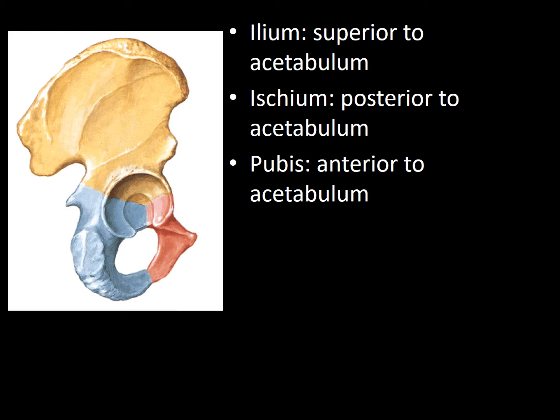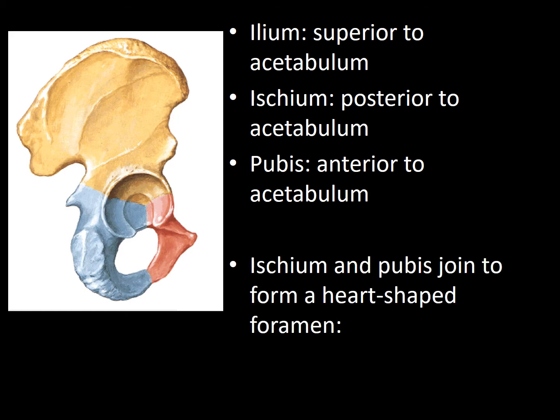And we will learn the features on these individual parts of the bone. I believe they are shaded the same in all of the slides. The ischium and the pubis together join to form this heart-shaped foramen here, the obturator foramen. It is covered completely by a soft tissue structure.